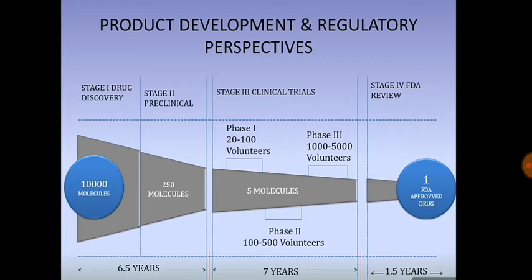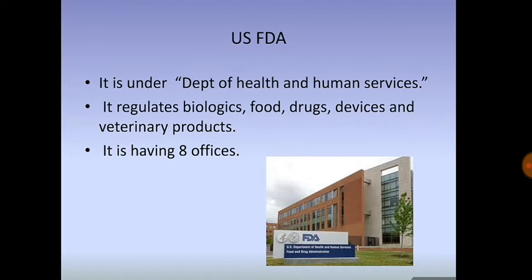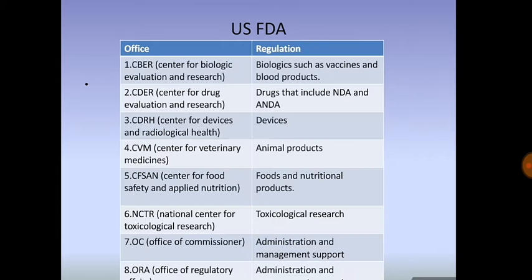As you can see here, drug development is a very complex and lengthy process, and there are stages at which we need to file a regulatory submission, as an NDA or IND, with the US FDA. It is under the Department of Health and Human Services. It regulates biologics, food, drugs, devices, and veterinary products. It has 8 offices for different functions, like biologics such as vaccines and blood products, devices, animal products, etc.